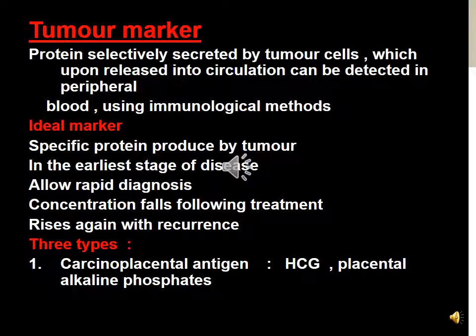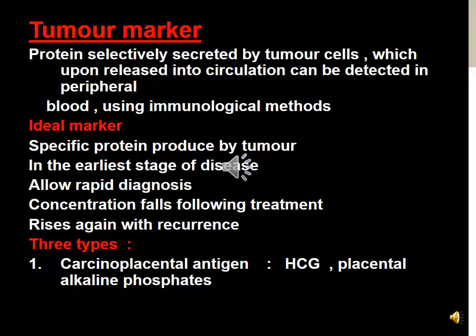There is a specific topic I want to discuss here, which is tumor markers. What are tumor markers? Tumor markers can be used as a screening, as we mentioned before, and as a diagnostic test. It is a protein that is selectively secreted by the tumor cells. When it is released into the circulation, it can be detected in the peripheral blood.